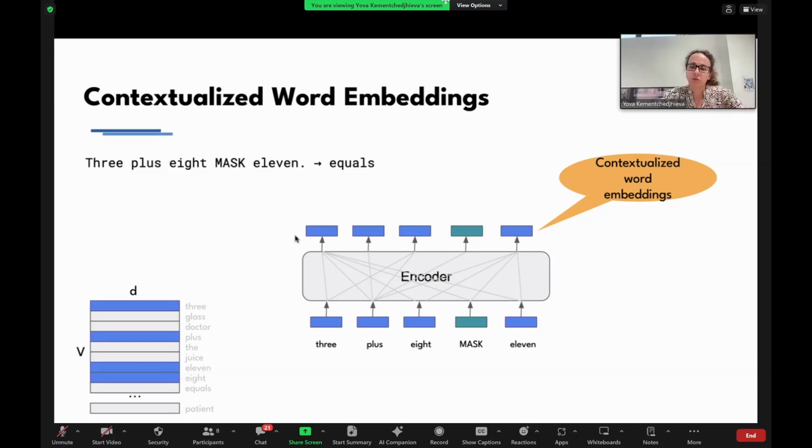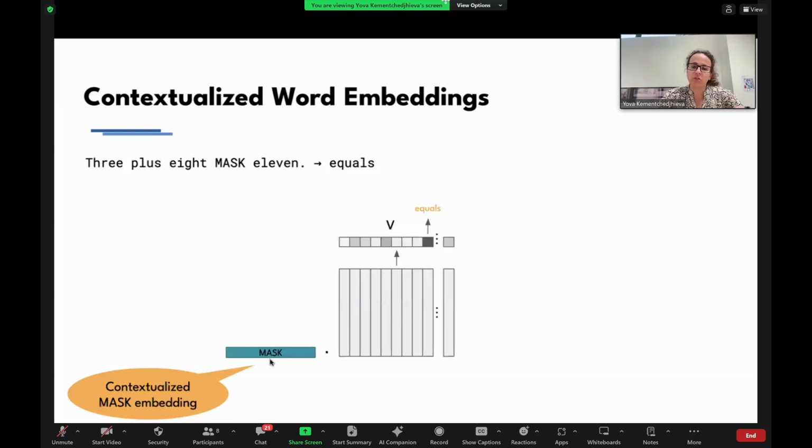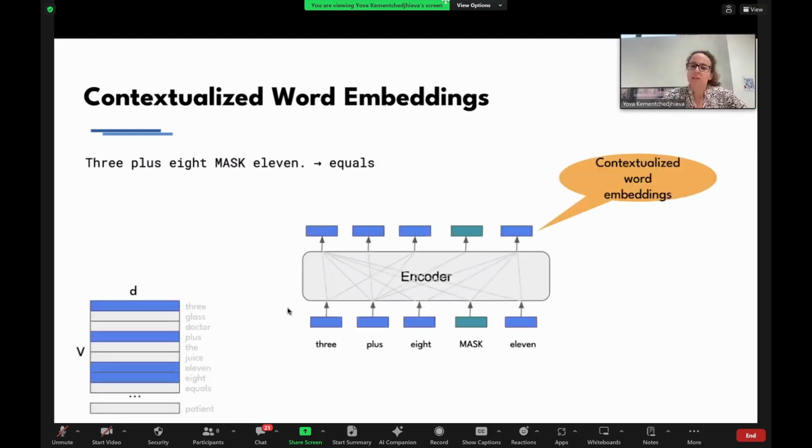And the way this model is actually trained is by taking now the representation of the mask token, the contextualized mask embedding, multiplying it again with an unembedding matrix to obtain a probability distribution over the vocabulary, and similarly to before, comparing this probability distribution to the target distribution, which is a one-hot vector where all values for other words are zeros, and the value for the word equals is 1, taking the cross entropy between these two to obtain a loss signal, and using stochastic gradient descent to backpropagate this loss through all parameters in the model, most importantly, through the encoder and the embedding matrix.